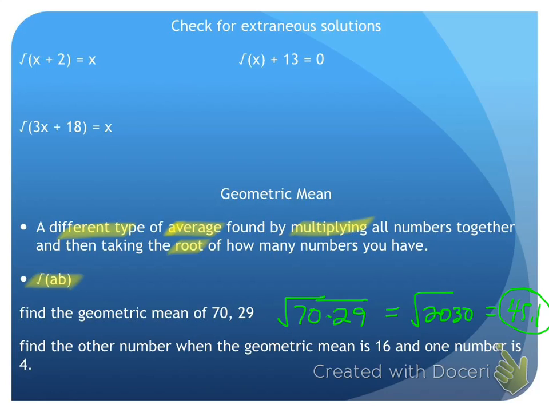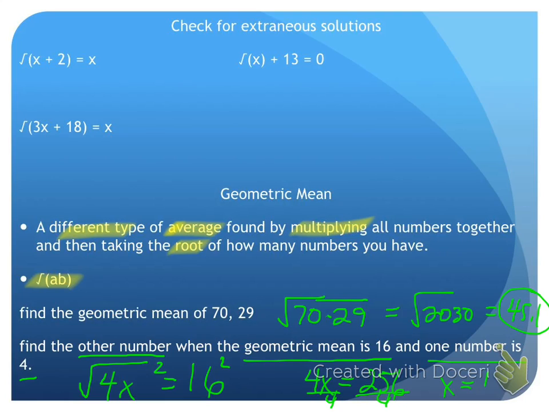Then this bottom one, I want to find the other number when the geometric mean is 16 and one of the numbers is 4. So again, I know one of the numbers is 4, I don't know the other one, and I know the geometric mean is 16. So again, just like we did before, square root's by itself, so I square both sides. I get 4x is equal to 256. Then I divide both sides by 4, and x is equal to 64.